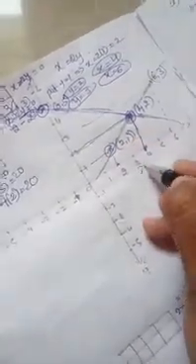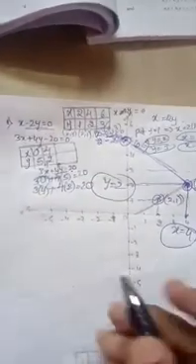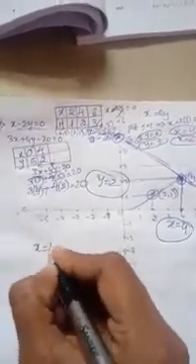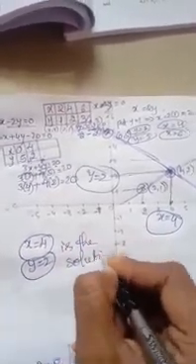These two lines intersect at one point. Therefore, at 4 and 2, the value of x is 4 and the value of y is 2. This is the solution for the given simultaneous linear equations. The solution is x is 4 and y is 2. In this way, we solve linear equations graphically.